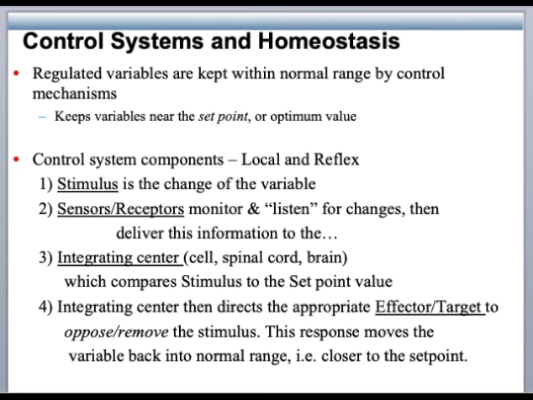Some examples of local control: cells sensing a decrease in oxygen level and stimulating just localized blood vessels to dilate to bring more oxygen to them. Or maybe stretching of the stomach with food ingestion will cause just those stomach cells to release more hydrochloric acid.